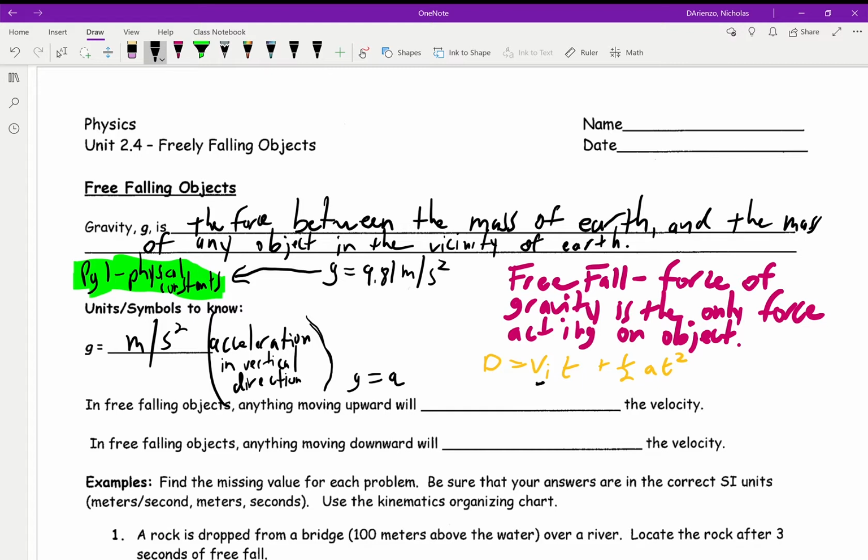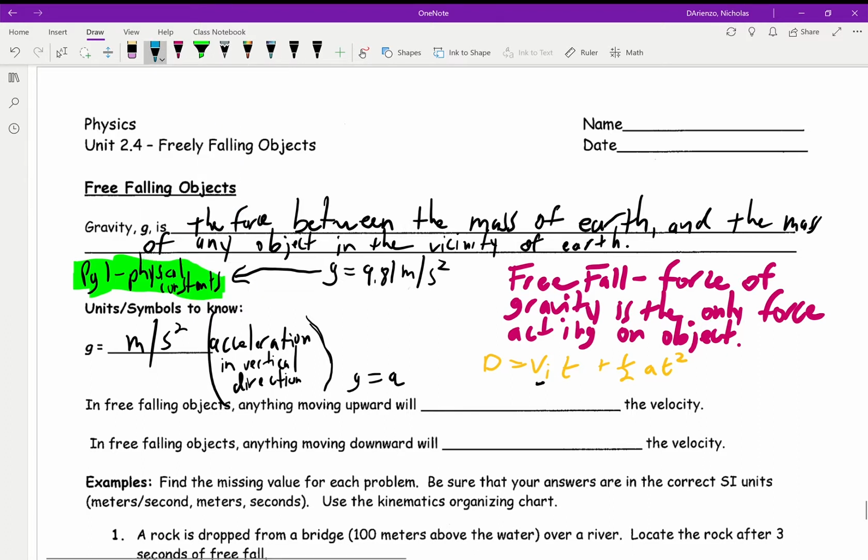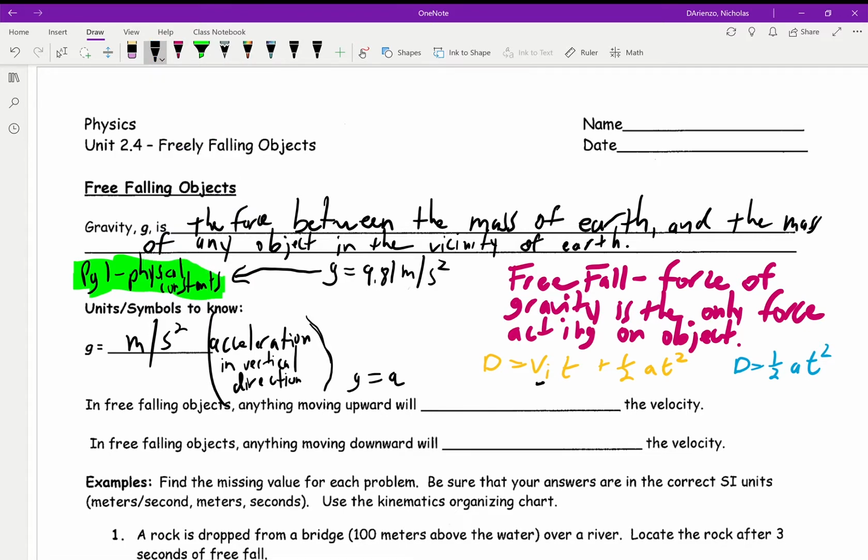So oftentimes this equation will look slightly different as d equals 1/2 a t squared when the initial velocity of the object is 0. Because v_i times t, if our initial velocity is 0, that whole product there would also be 0. So those are the two that we're going to kind of see.